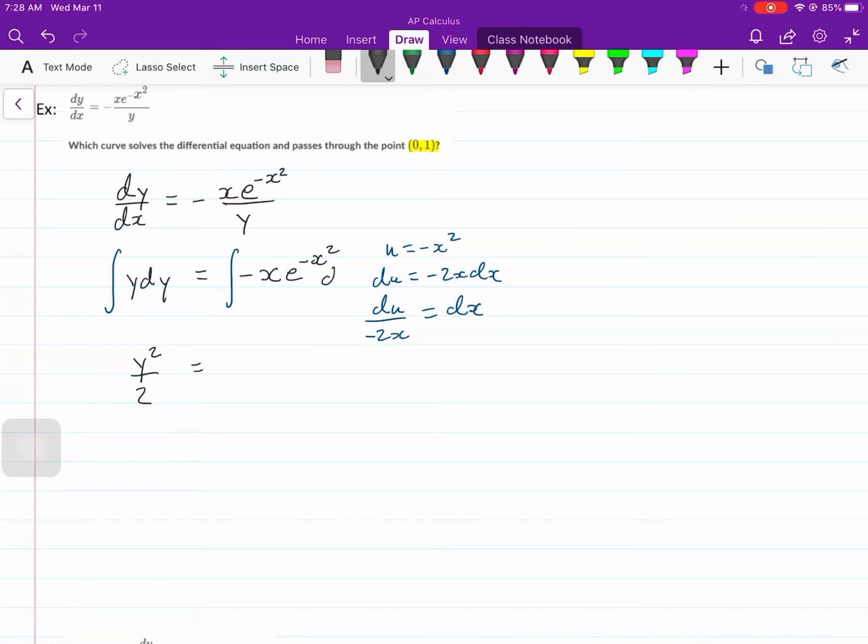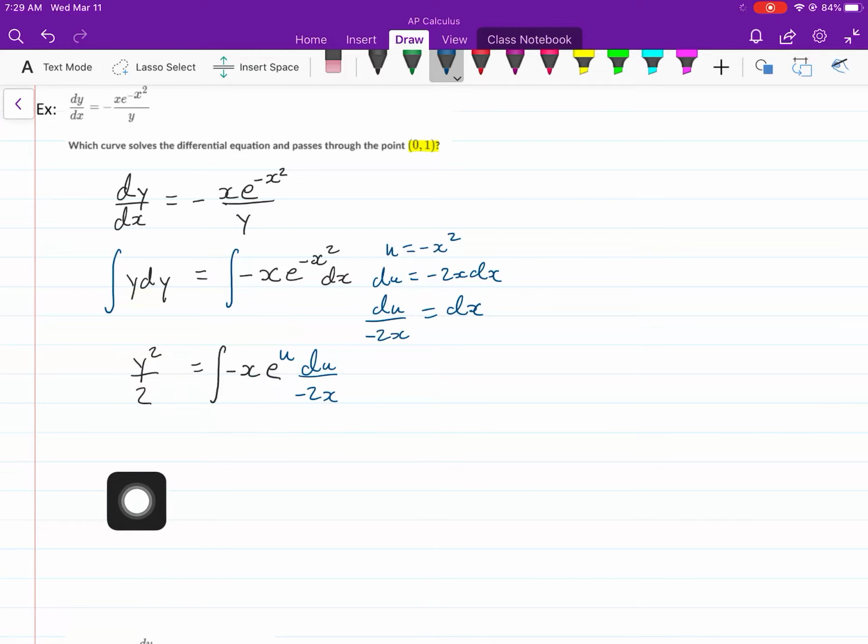I forgot dx needs to be right here. So we're going to go ahead and substitute this in. So we're going to substitute the du over negative 2x for the dx and the negative x squared right there. So we're going to have the integral of negative x e to the u times du over negative 2x. So I just substituted in the negative x squared for the u and the du over negative 2x for the dx.